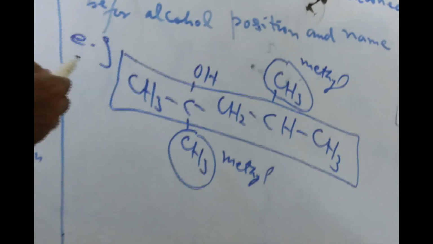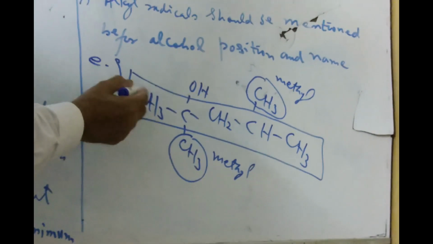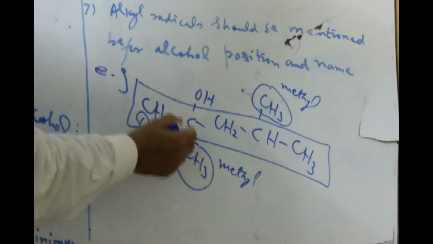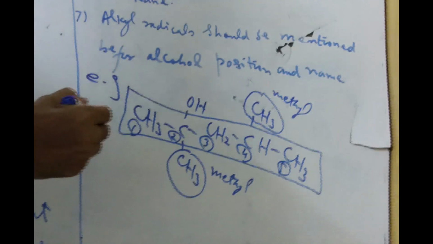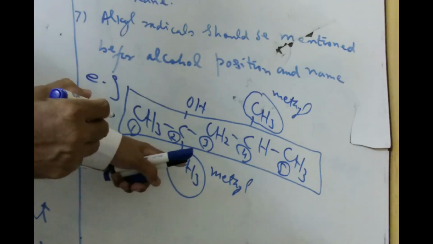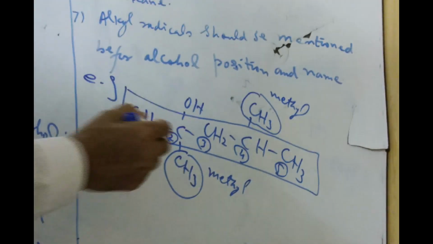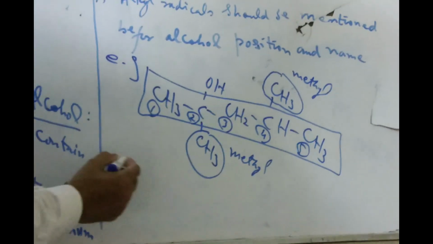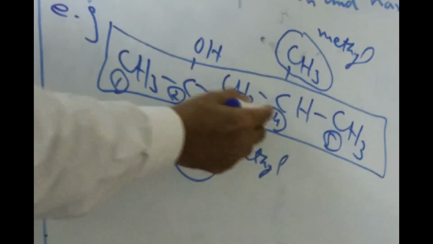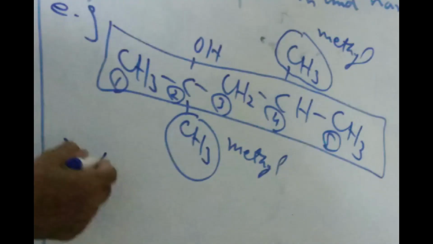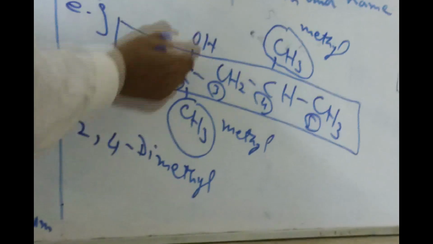But according to rule number 2, we must start the numbering from that side to which the OH attains the minimum position. 1, 2. So in this case, it is 1, 2, 3, 4, and 5. So we must write the position of the alkyl radicals first. That is in this case, this is the 2 and the 4. So 2, 4. 2 is the position of methyl. 4 is the second methyl. So 2, 4, that is the dimethyl. Now the position of OH is 2.